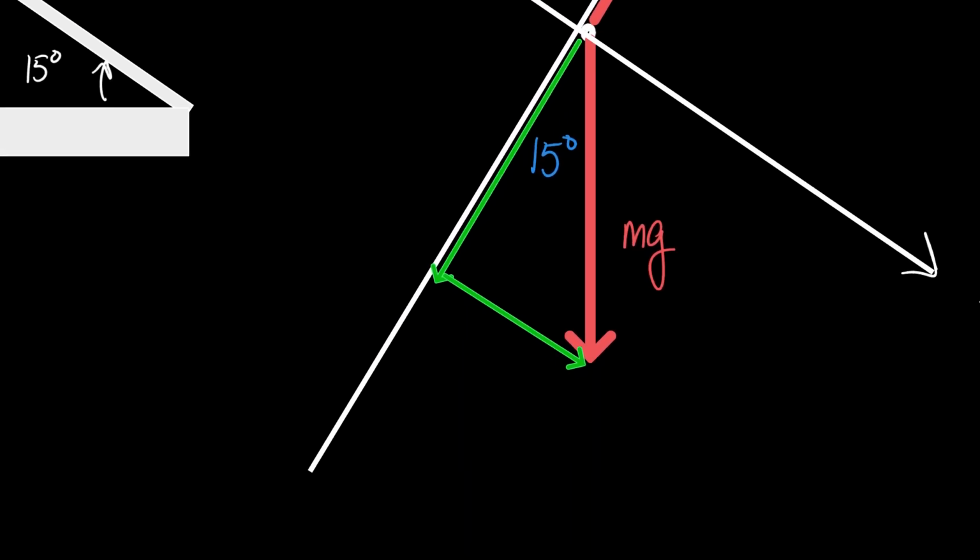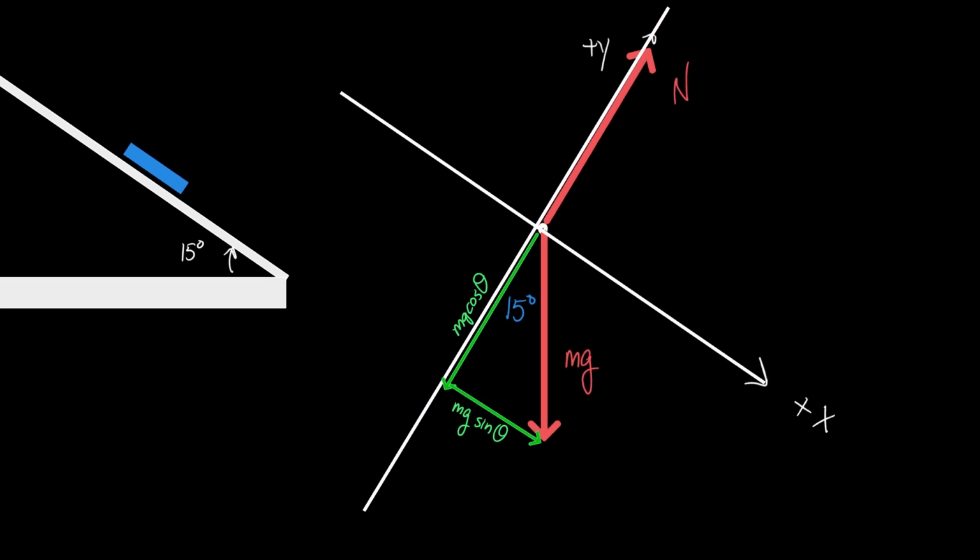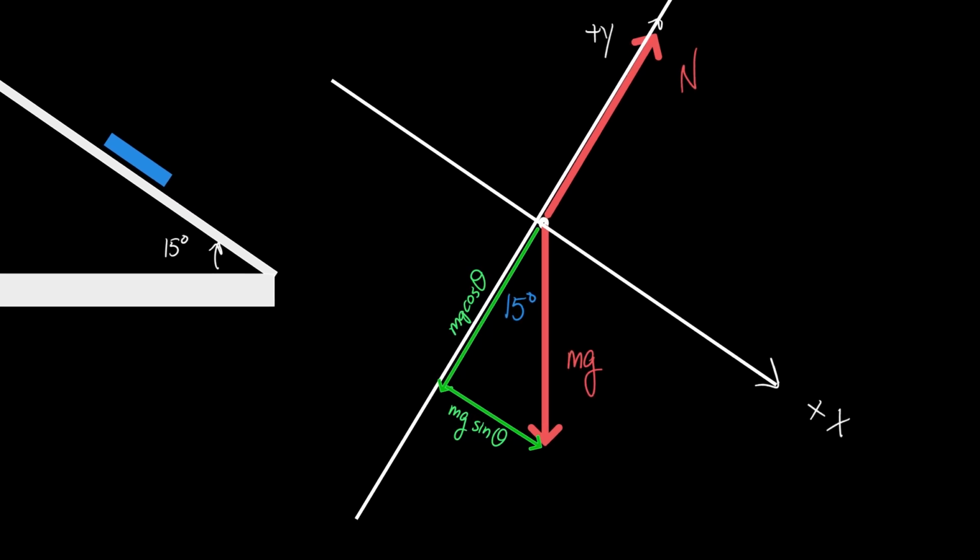And when I look at that, I see mg cosine theta here and mg sine theta here. Right? The opposite side gets sine and the adjacent side gets cosine. I've now taken my off-axis force and broken it up into components so that I could get rid of my original force and have my components take over for me.